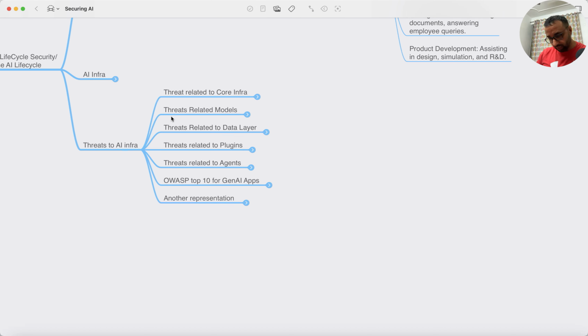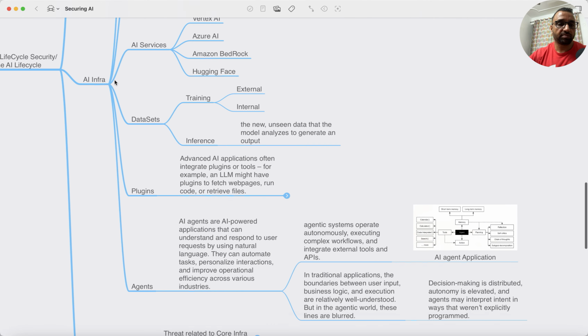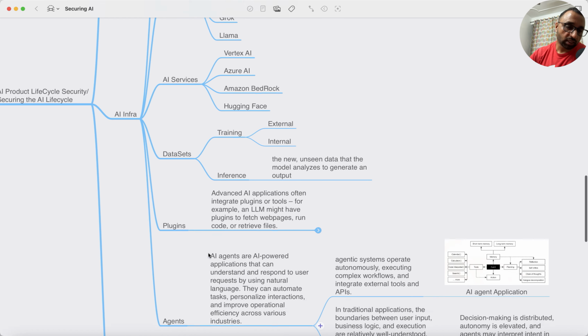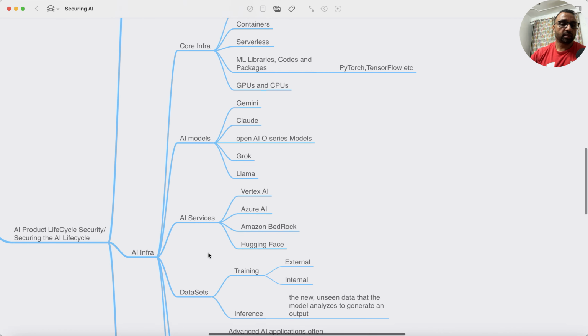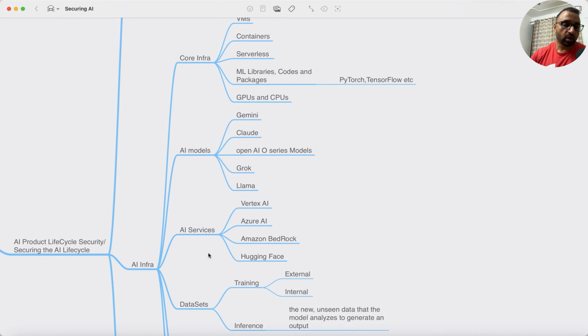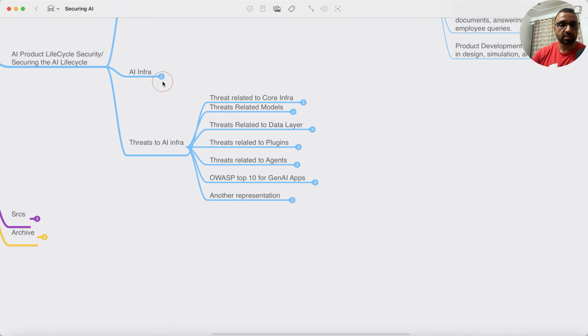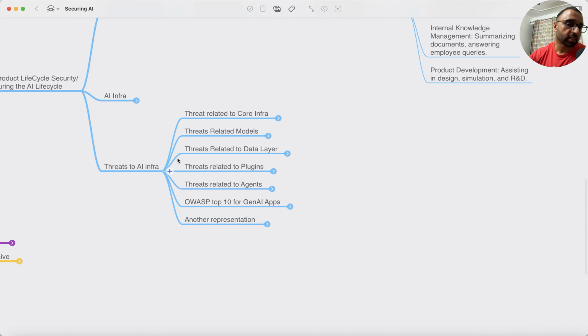Now, this is the second part. So, what we have seen so far is the components within the AI infra, and for people who were away or lost attention for a second, this is core infra, AI models, AI services, data sets, plugins, and agents. Okay. And now let's talk about threats to AI infra, and we'll break down all of them one by one.